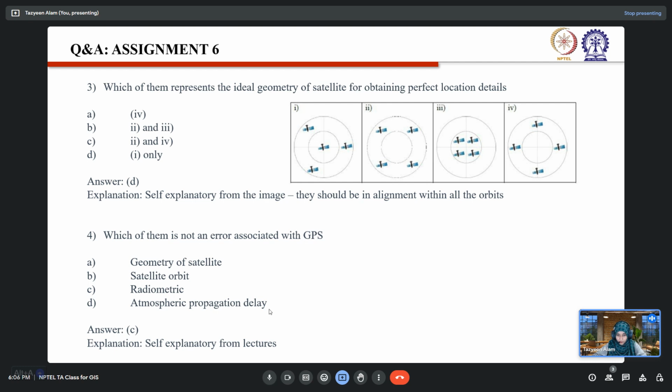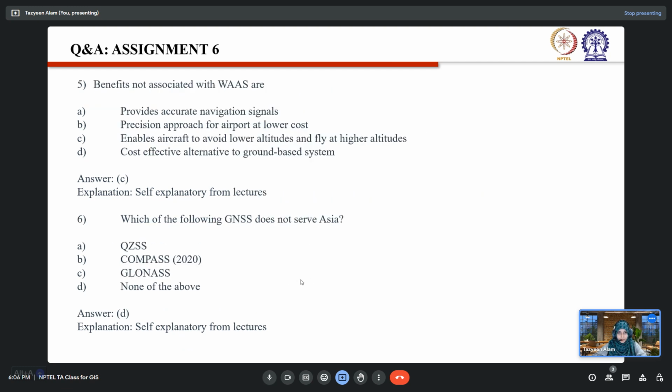It is very straightforward from previous lectures. The answer will be radiometric, because the other three options, that is geometry of satellite orbit and atmospheric propagation delay, are errors associated with the GPS.